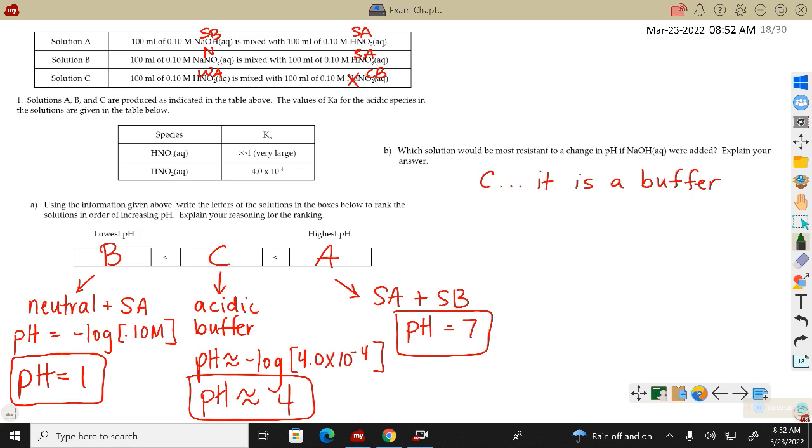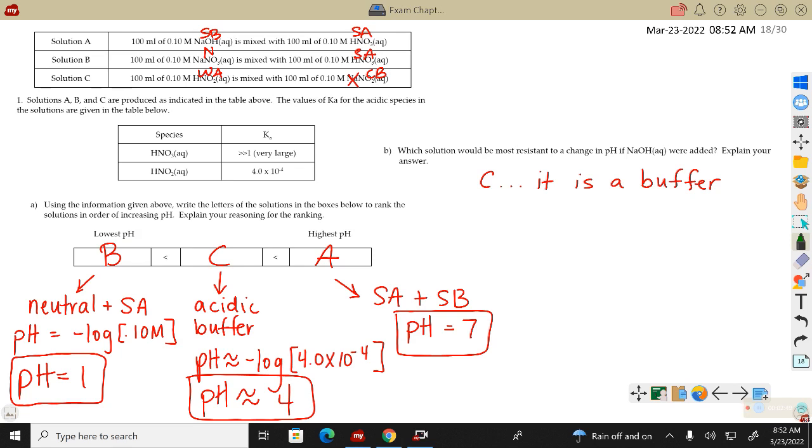So now in ranking these by increasing pH, I want to start with the solution that's the most acidic, and that should be solution B. I've got a neutral solution mixed with a strong acid. The pH should be pretty low. Next comes solution C. This will be an acidic buffer with a 1-to-1 ratio. I know that the pH equals the pKa.